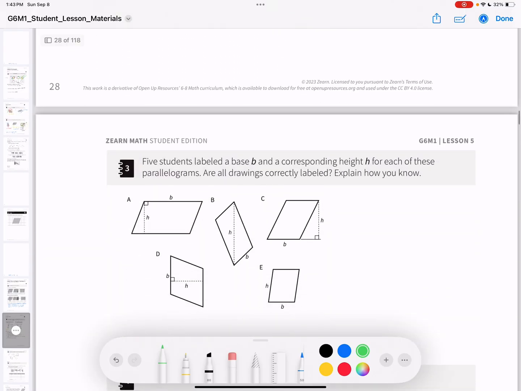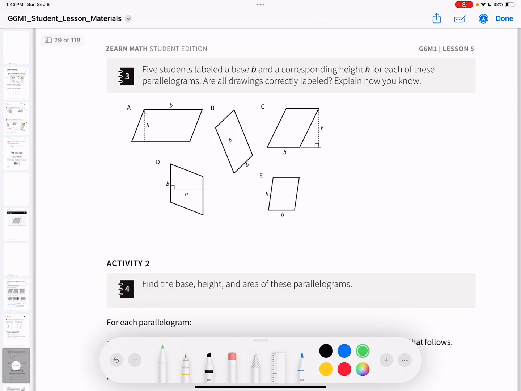All right, here we go. Five students labeled a base B and a corresponding height H for each of these parallelograms. Are all drawings correctly labeled? Explain how you know.